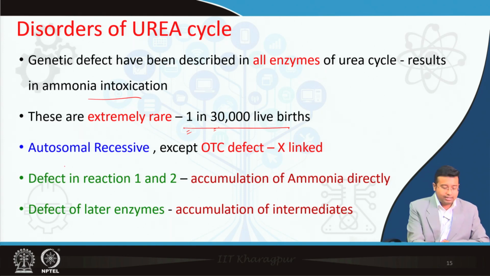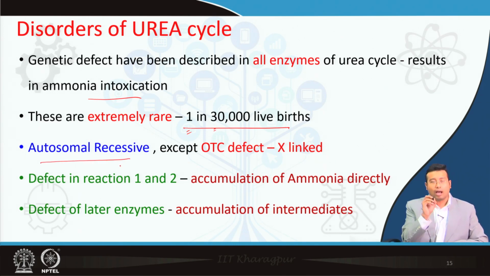You should note for MCQ purposes that all the diseases of the urea cycle are inherited in an autosomal recessive manner, except, I will discuss it again later, ornithine transcarbamylase deficiency, which is X-linked. Very important MCQ, alright.